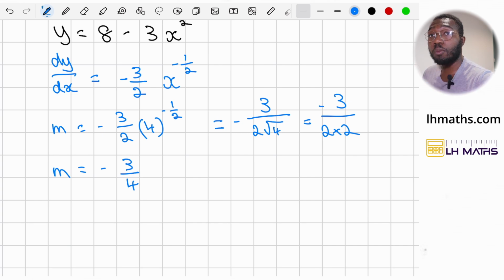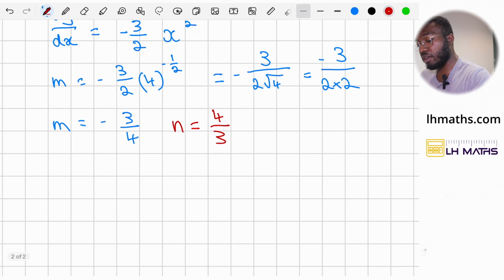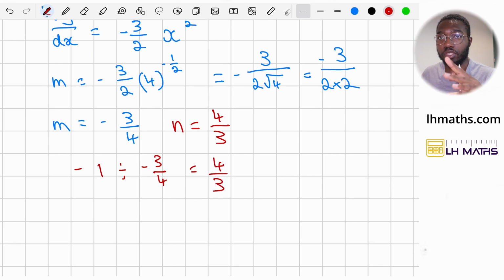However, we want the normal to the curve, not the tangent. So what we need to do is the negative reciprocal. For the negative reciprocal, all you need to do is flip the fraction, so take the reciprocal of the fraction, and just change the sign. In this case, we have a minus, which means that n, the perpendicular gradient, would be positive 4 over 3. If you don't know what the negative reciprocal is, or you're a bit confused, then simply do minus 1 divided by whatever the number is you want the negative reciprocal of, and that will give you your answer. But all you need to do is flip the fraction and change the sign.